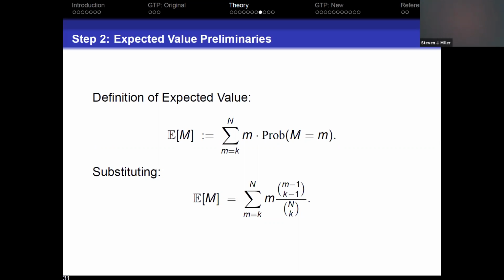You weight them. Maybe the final counts 40%, so you multiply your score for the final by 0.4. Maybe the midterm counts 30%, so you multiply the midterm score by 0.3, et cetera. So we know the probability that we take on a value of m. M has to range from k to n. It's m minus 1 choose k minus 1 divided by n choose k.